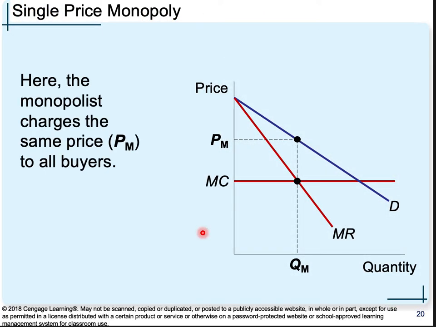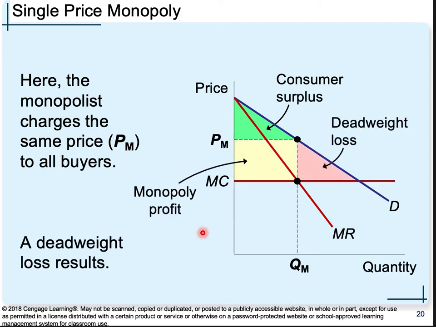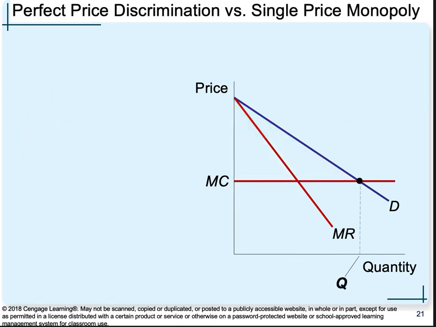So here, the monopolist charges the same price to all of its buyers. So this top portion is consumer surplus. This bottom portion is their profit. This right triangle is their deadweight loss. Now they're charging everyone the same price. Now this isn't as beneficial. If we were doing perfect price discrimination, you would charge each individual the exact price that they are willing to pay. Remember, the demand curve is showing their willingness to pay at each single price.